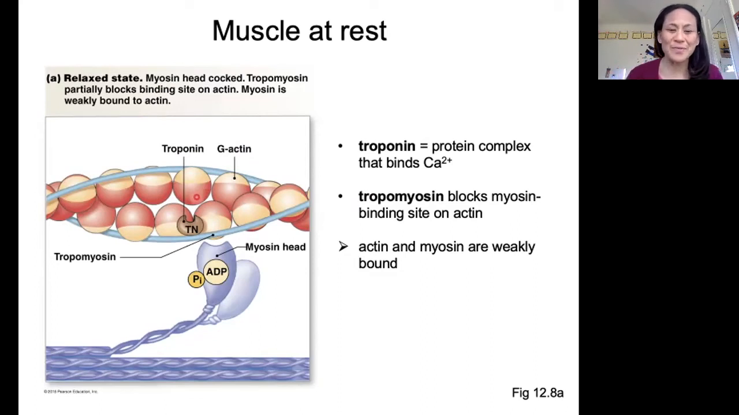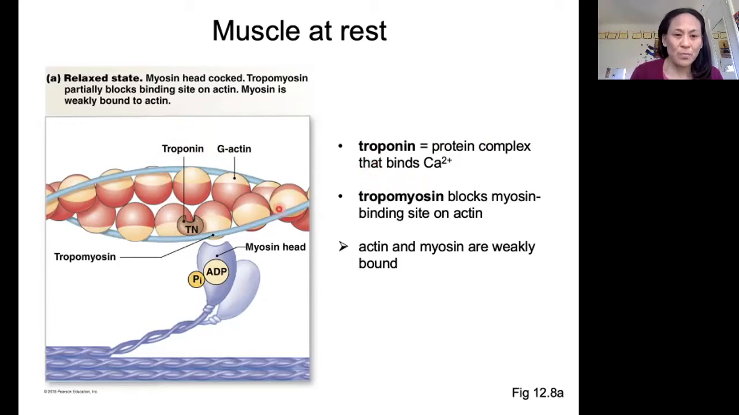Now I'm going to tell you what those are. I'm going to introduce you to those molecules, okay? First off, we have this complex. It's a complex of 3 proteins called troponin, okay? And this is a calcium binding protein complex, okay? So we will see what happens with that in the next few slides.